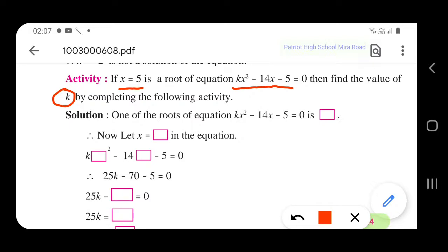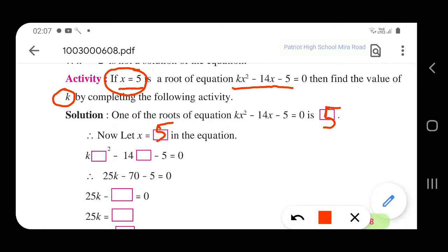Solution. One of the roots of equation kx square minus 14x minus 5 is equal to 0 is 5. This has been given over here. Given if x is equal to 5. This is given, so we write over here 5. Now let x is equal to 5 in this equation.